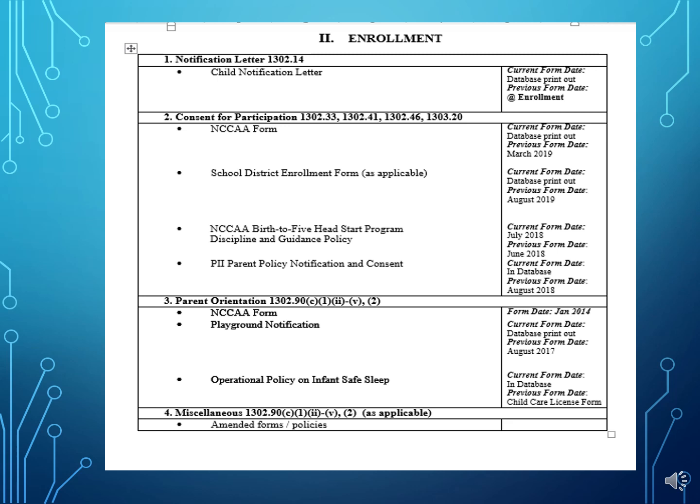And then we have the PII, parent policy notification and consent, that is created in the database and will remain in the database. Then we have the NCCAA form for parent orientation, which has not been updated. It's the same form that we always use. We have the playground notification that is created in the database but will be printed. Then we have the operational policy on infant safe sleep, which is created in the database and will remain in the database, and miscellaneous.